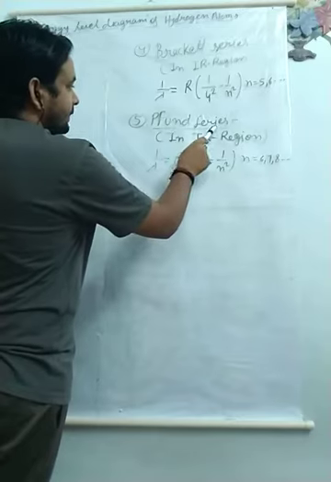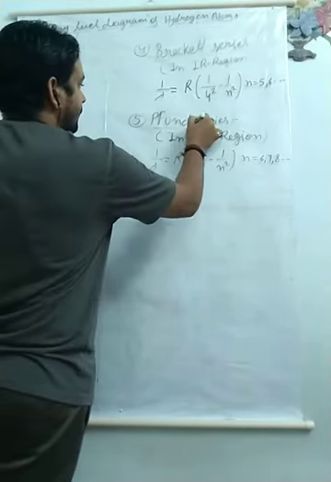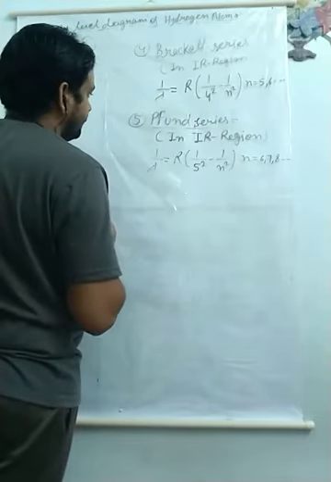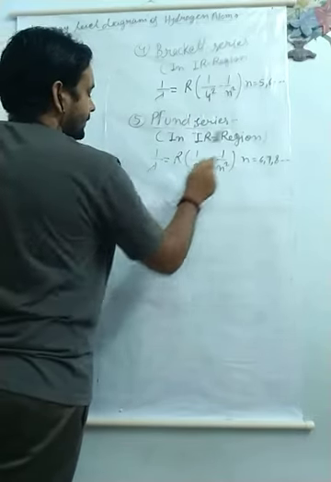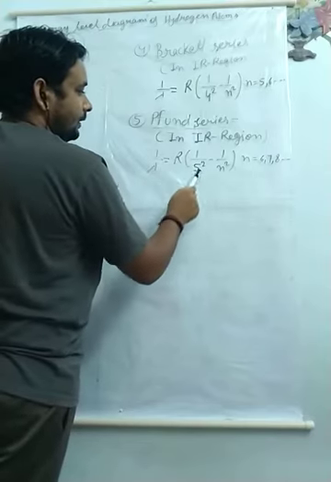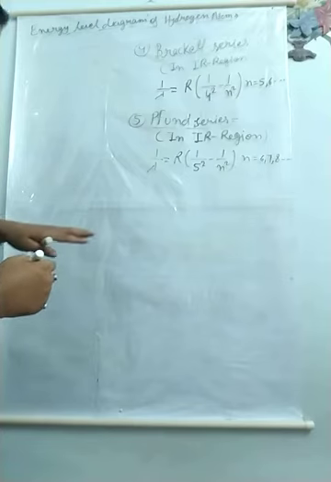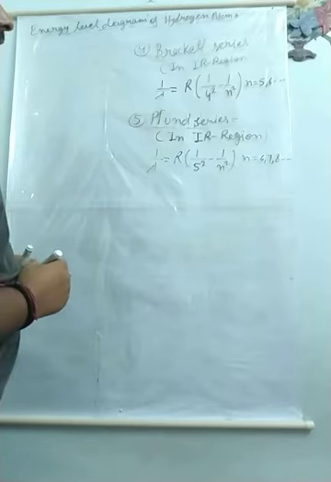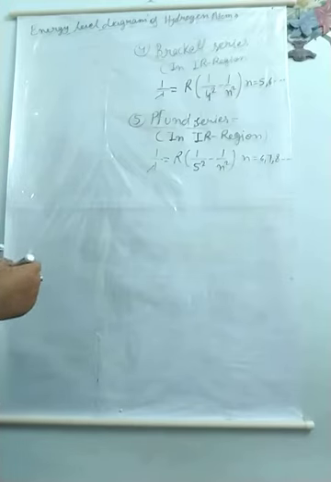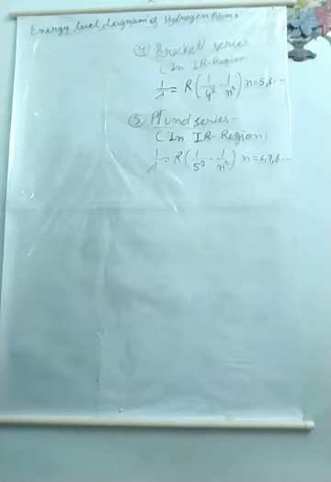Next is the Pfund series. It is also observed in the IR region, and 1 upon lambda is equal to R times (1 upon 5 squared minus 1 upon n squared), where n is 6, 7, 8 up to infinity. Copy all these two.